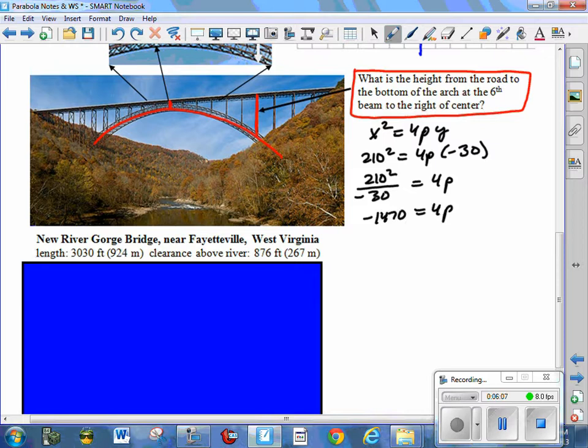Equals 4p. I don't really need to know what the distance of the focus is to answer any questions in this problem, so I'm just going to say 4p is negative 1470, which means my equation is x squared is equal to negative 1470y. So there's my equation.